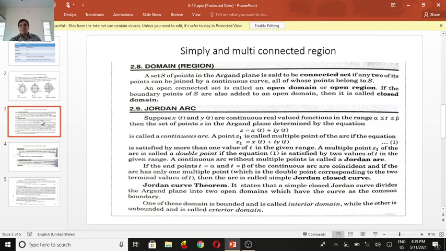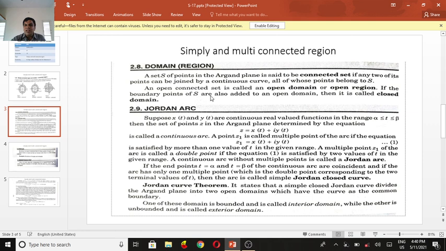Now we come to what a region is, and what a domain is. If we collect a set S of all the points in the complex plane, a set S of points in the Argand plane is said to be a connected set if any two of its points can be joined by a continuous curve, all of whose points belong to the set S.